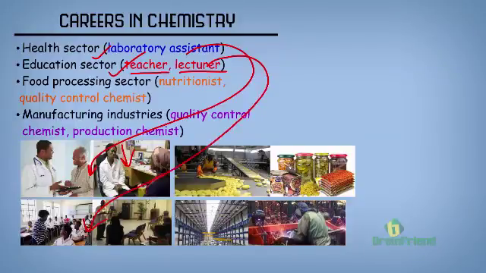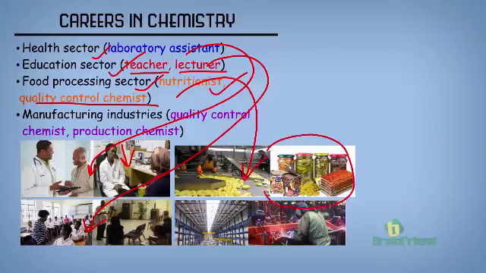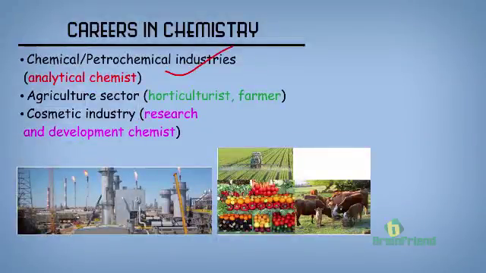The food processing sector. Chemists can find employment in food processing sectors, and they can work as nutritionists, quality control chemists, just as we can see in this image. These are also some of the things that are produced by food processing industries. In the manufacturing industry, chemists can work as quality control chemists or production chemists. Chemical, petrochemical industries. A chemist can find employment as an analytical chemist.